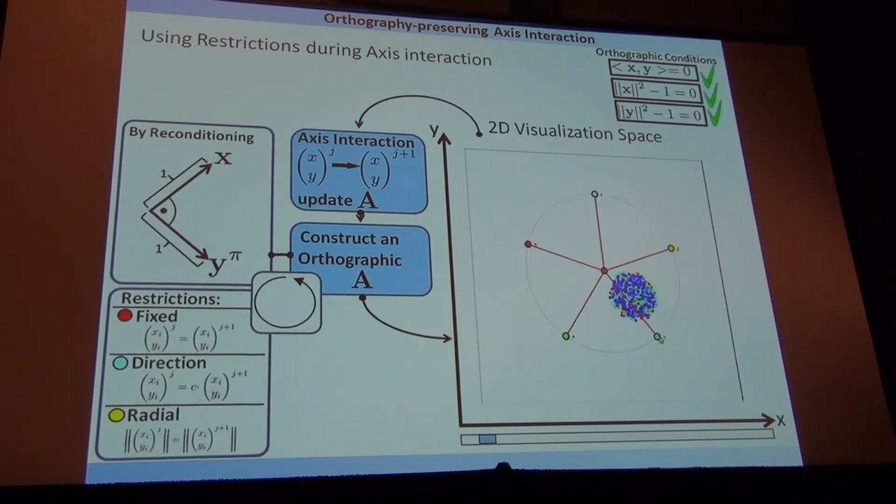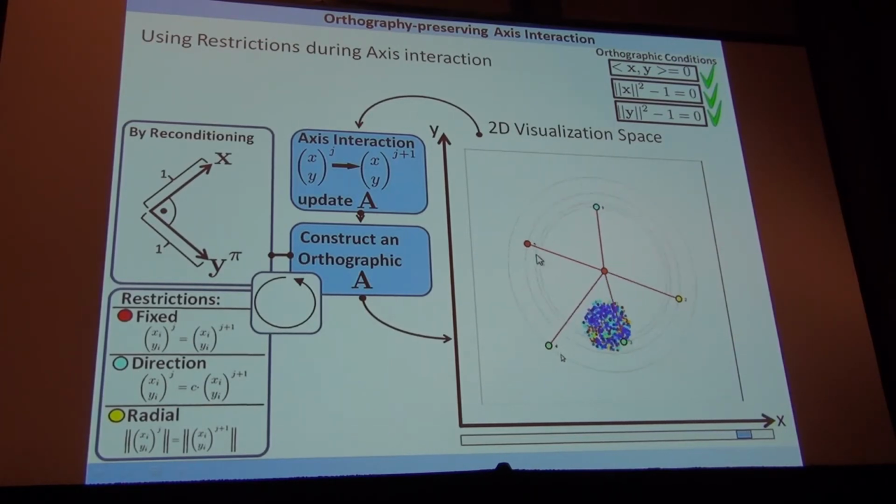and then we repeat the reconditioning and this insertion operation until this process converges. And what we get is an interaction scheme which is preserving with respect to the orthography as well as with respect to those restrictions. As you can see here, for example, the red axis does not move, the blue axis moves only along a certain direction, and the yellow axis moves only along the periphery.